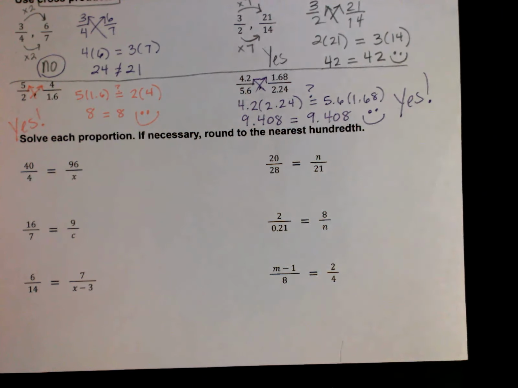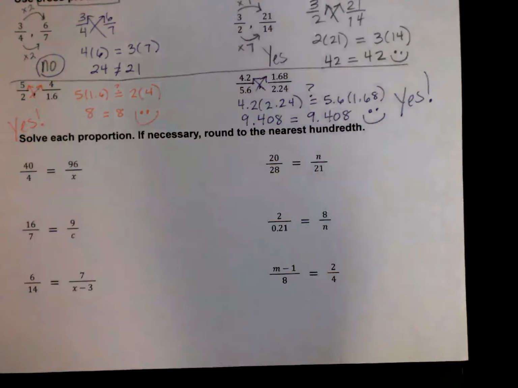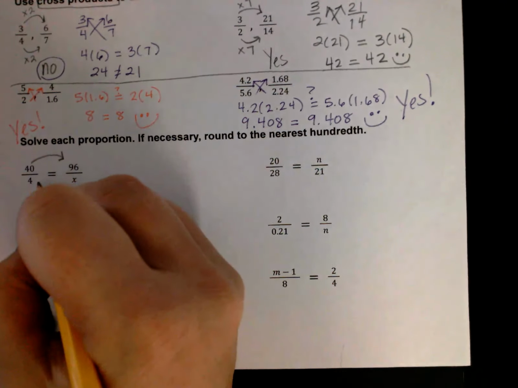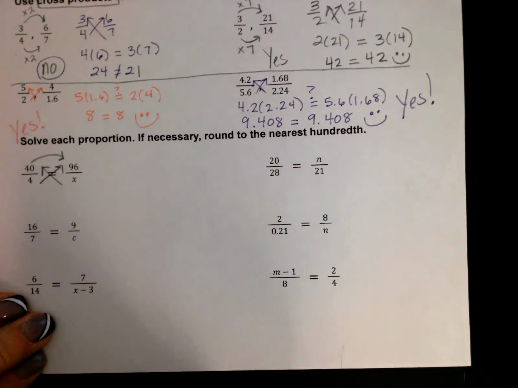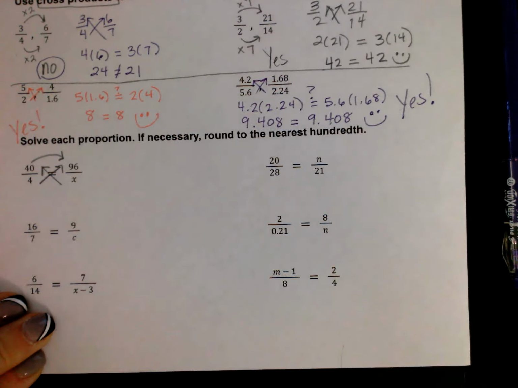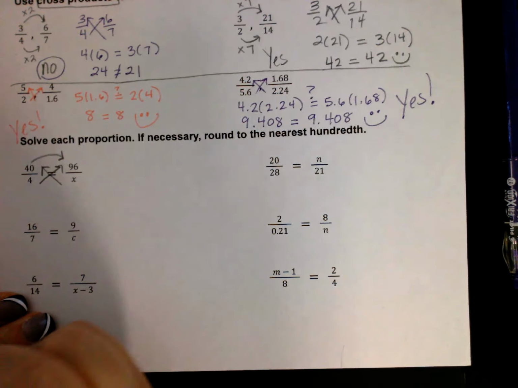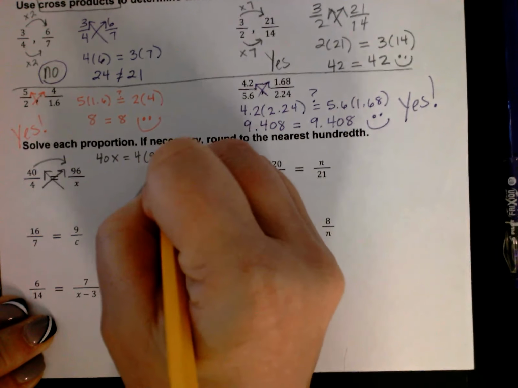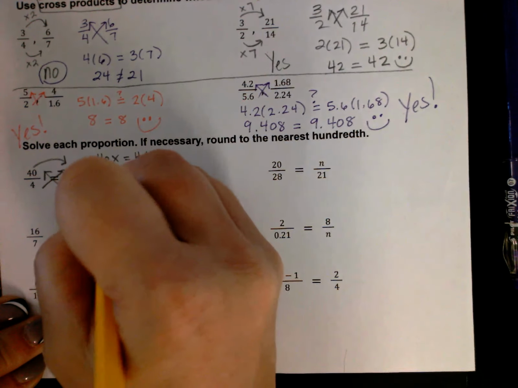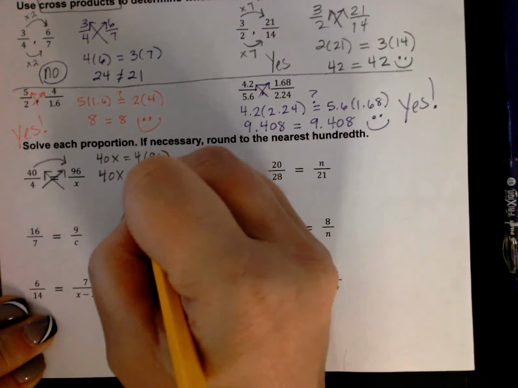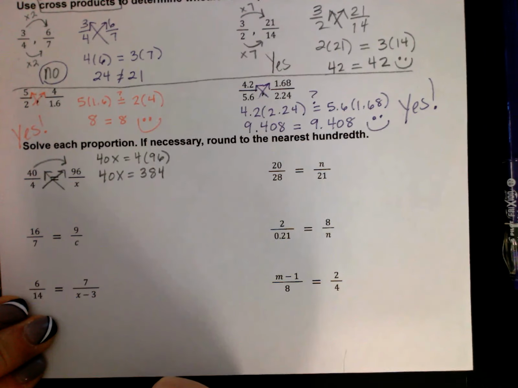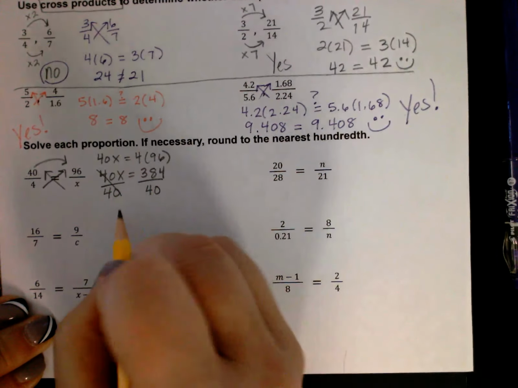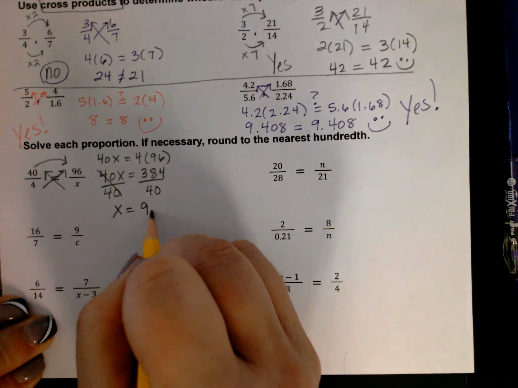Now we're going to be solving the proportions. Changing 40 into 96 isn't the most straightforward thing, so we're going to do our cross product. It does not matter which direction you go first. I tend to put the variable first. So 40 times x equals 4 times 96. I would get 40x equals 384. One-step equation, divide by 40, divide by 40, x equals 9.6.